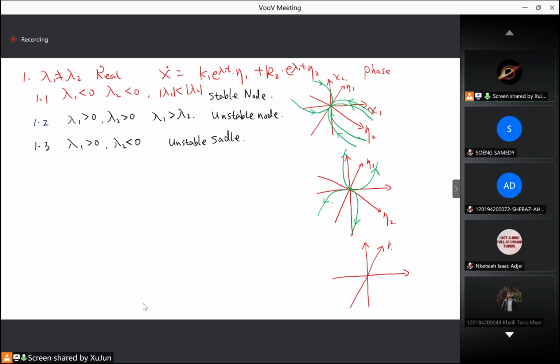In this case, the figure will be like this: if this eta 1, this eta 2, when the time goes to positive infinity, it will be tangent to eta 1. When time goes to negative infinity, it will be tangent to eta 2. So it will be like this. This direction.